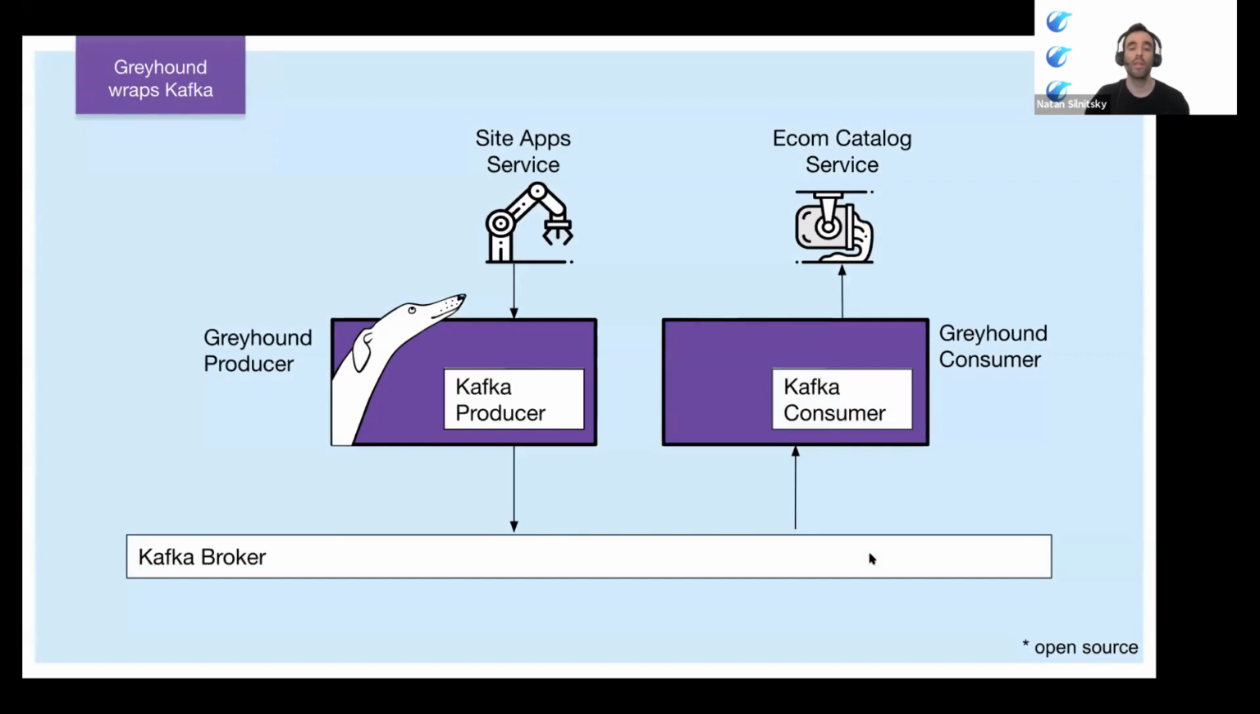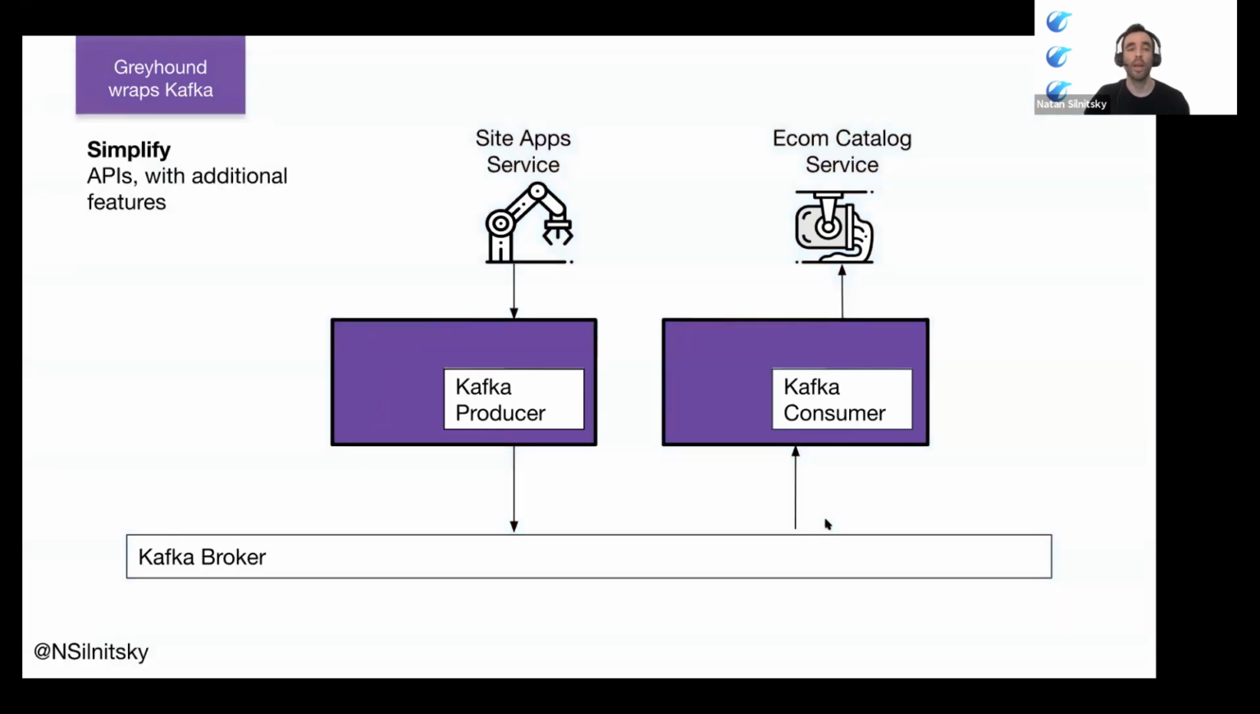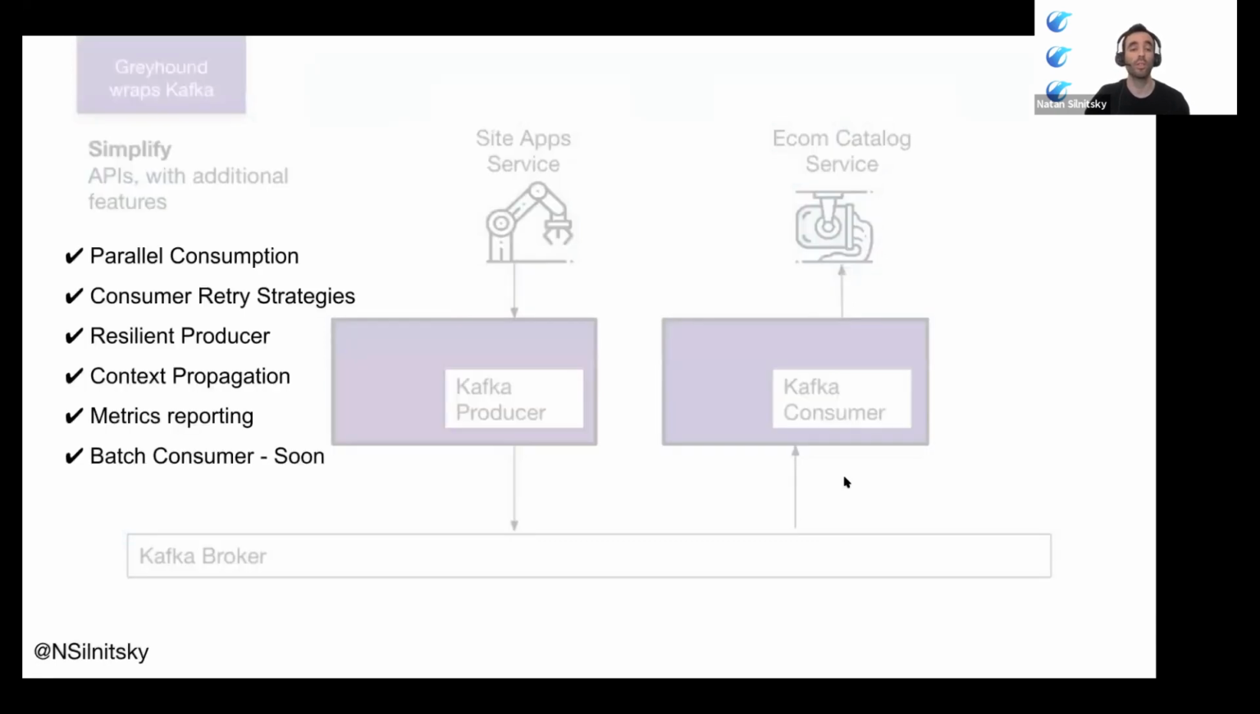Now, at Wix, we decided that we're not going to use the Kafka Java SDK as is. We're going to wrap it with our own library. So we wrap both the Kafka producer and the Kafka consumer. We call this library Greyhound, and we actually open sourced it, so it's available to everyone in the community. The idea is to first simplify the API, have a more declarative style API where you just provide a message handler, basically a lambda to process the message. We also have in Greyhound a lot of additional features, and I'm going to talk about most of them in the upcoming slides.